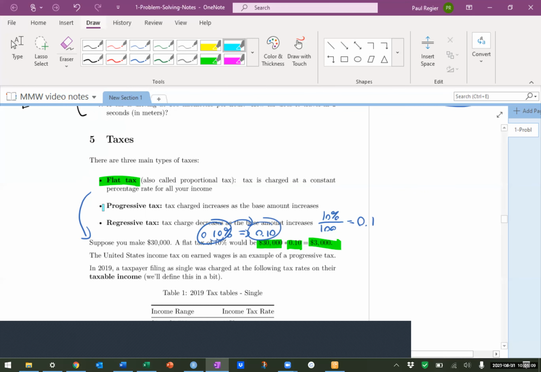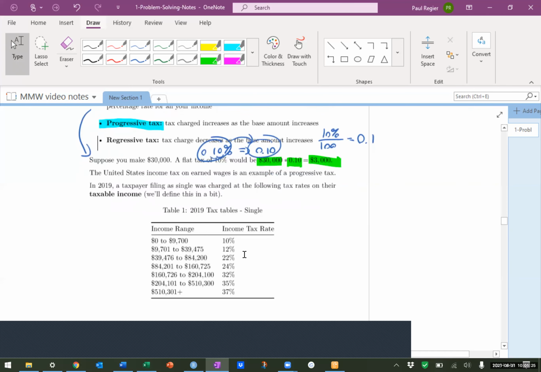Now let's look at what's called the progressive tax. This is what the United States uses. This is where you are charged a certain amount, but as your income increases, you start paying a higher amount. So a tax bracket is the way this is presented to us. So in the United States in 2019, any income between 0 and 9,700 is charged 10%.